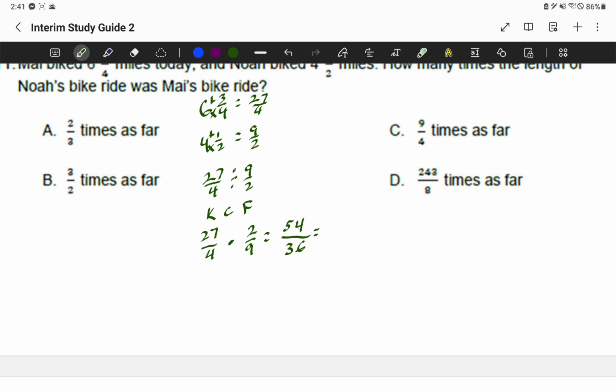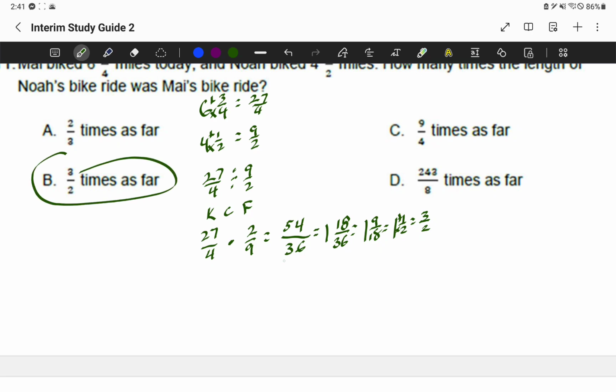36 goes into 54 one time with 18 left over. And 2 goes into both of those. 9 over 18, 9 goes into both of those. 1 and 1/2. Well, 2 times 1 is 2, plus 1 is 3. So 3/2. And so that's B.